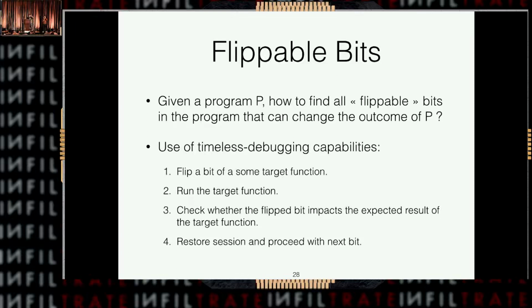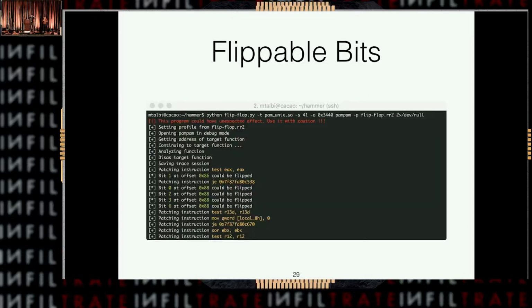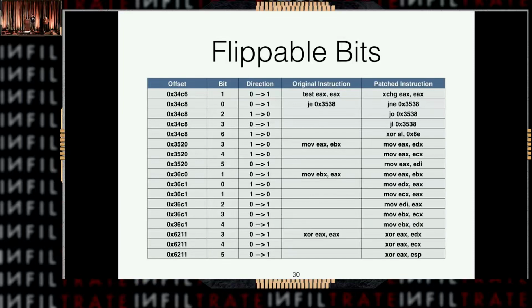So we have implemented a Python script that relies on the time-less debugging capabilities of Radare2, and the script is not perfect. Sometimes it crashes, but it's not a problem. We can just restart the script by skipping the instruction that caused the crash. So we ran this script on the PAM Unix module, mainly on the two functions that I presented in the previous slide. And we found 17 bit flips in the PAM Unix module that, if flipped, could allow one to authenticate on the victim VM with a blank or wrong password.